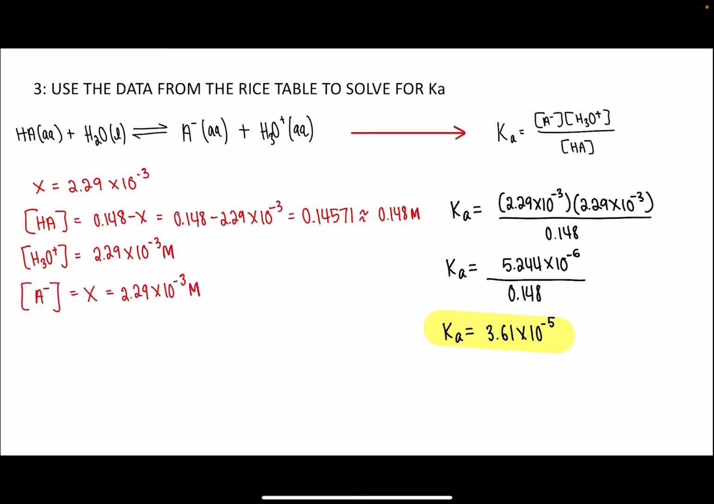So I will take the concentration of A minus, which I know is equal to X, which is 2.29 times 10 to the negative 3 molar, and I'll multiply that by the concentration of H3O+, which I know is also 2.29 times 10 to the negative 3 molar. By dividing this by 0.148 molar, I will be able to find the final Ka value, which calculates out to be 3.61 times 10 to the negative 5.